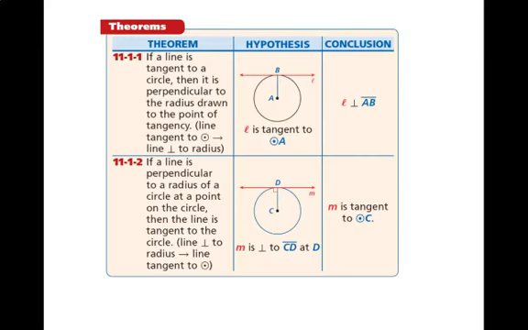We have some theorems we need to look at. This first theorem says if a line is tangent to a circle, then it is perpendicular to the radius drawn to the point of tangency. Simply that, if a line is tangent to a circle, the line is perpendicular to the radius. The converse is also true. If we know that a line is perpendicular to a radius, then we know that that line is tangent to the circle. So let's take a look at how this can help us.